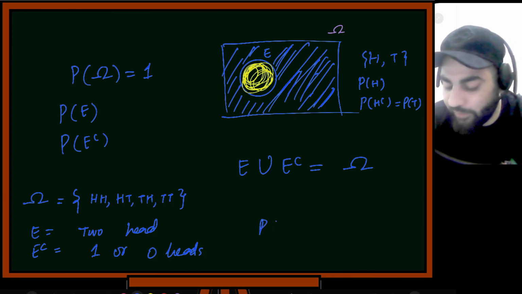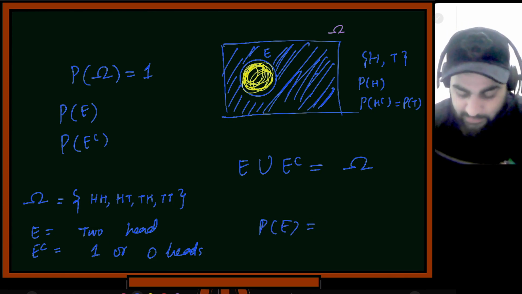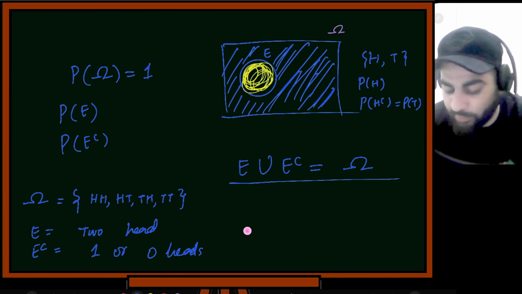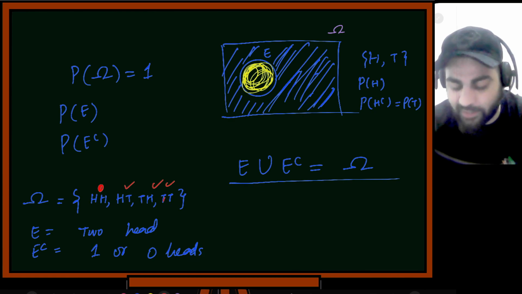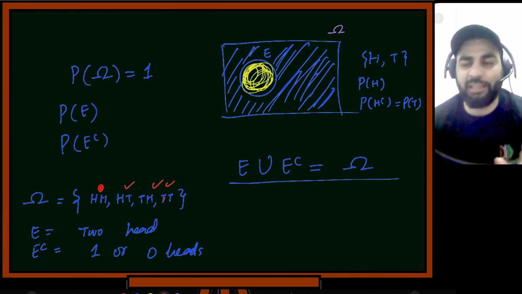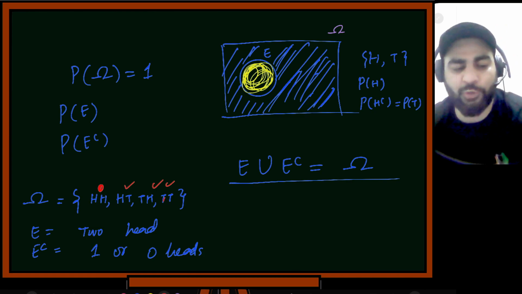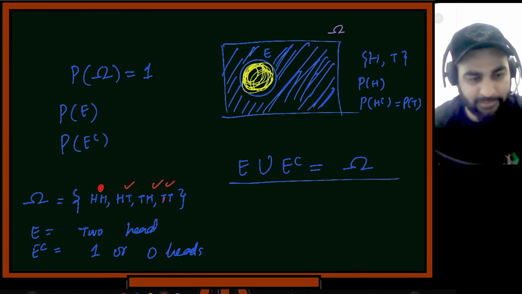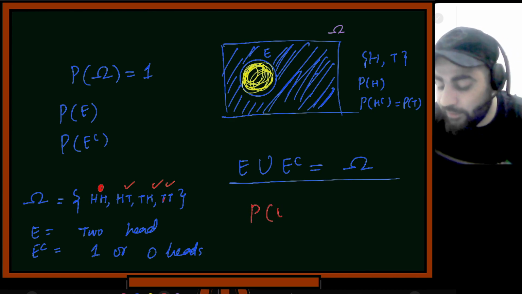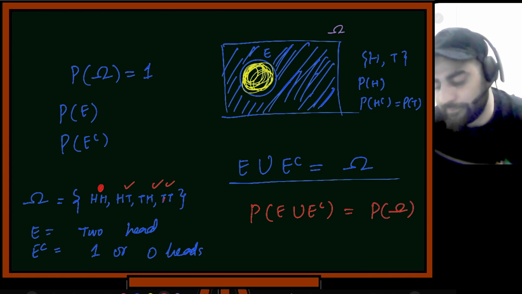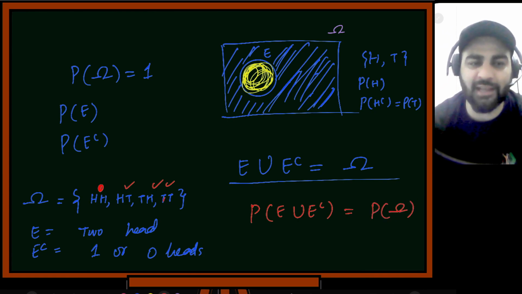Now the point I wanted to prove is that E plus E complement should be omega. Two heads is this choice, and one or zero heads is this or this choice, because this is zero heads, this is one head, one head. So do you understand that E union E complement is the whole sample space? Do you agree on this point with me? Yes, sir. So can I write that the probability of E union E complement is the probability of the whole sample space? Yes, sir.